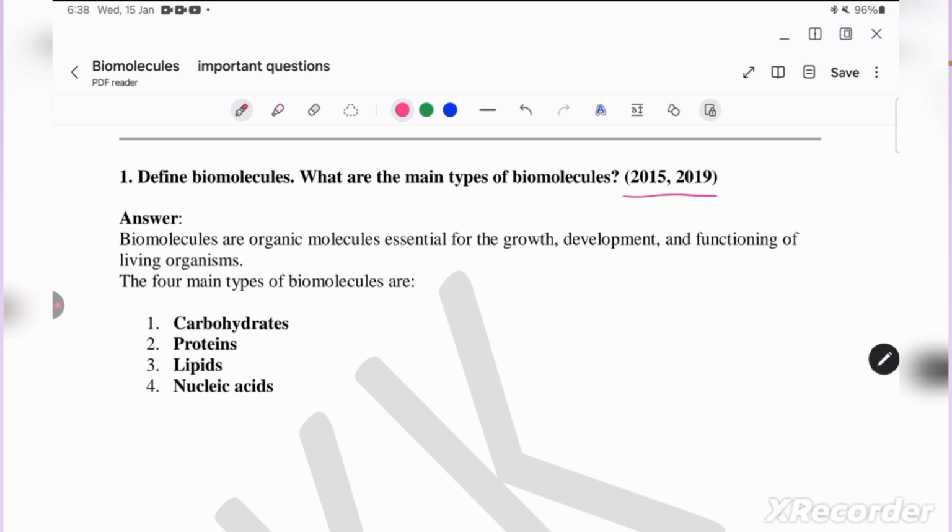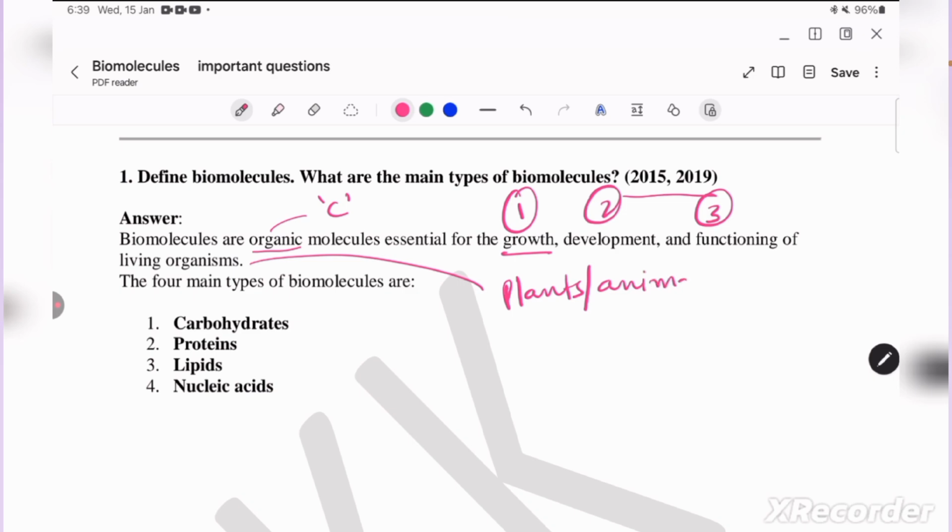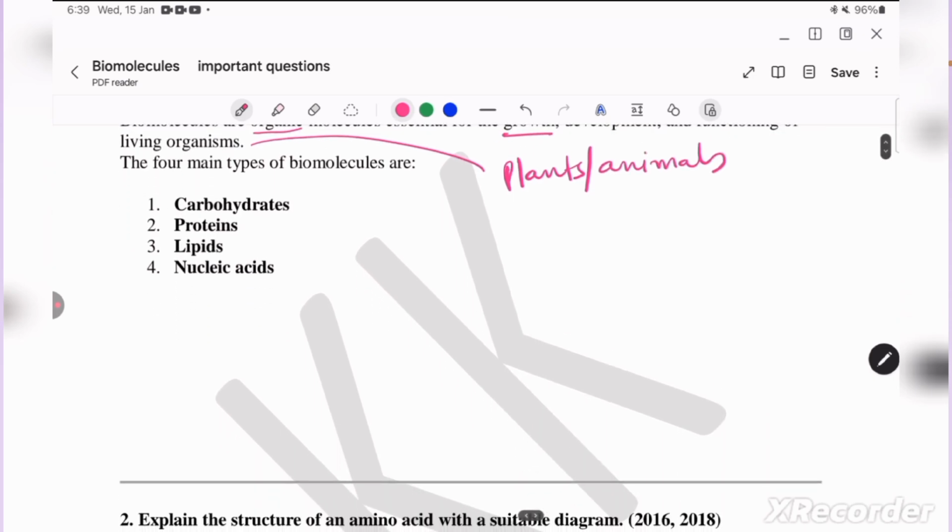So biomolecules are organic molecules. Organic means they must contain essentially carbon atom, and they are essential for number one, growth, number two, development, and number three, functioning of living organisms, that is your plants as well as animals. So that is the function of biomolecules. There are four types of biomolecules which are important ones. There are still many more, but the important ones we are covering up here.